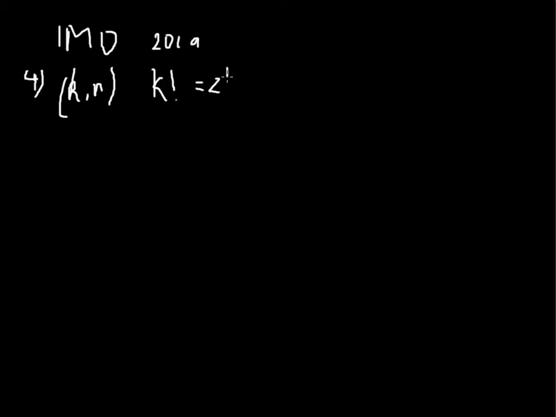2 to the power n minus 1, times 2 to the power n minus 2, and so on, till 2 to the power n minus 2 to the power n minus 1.